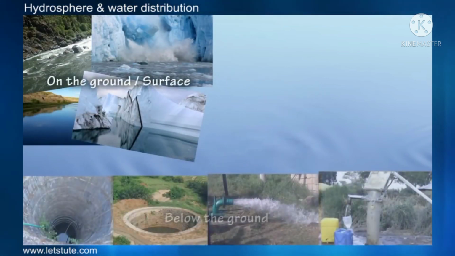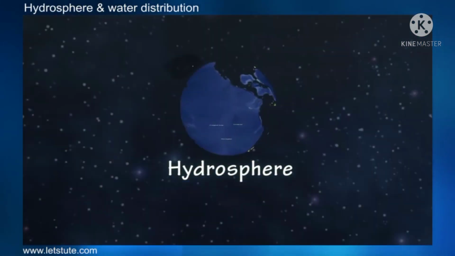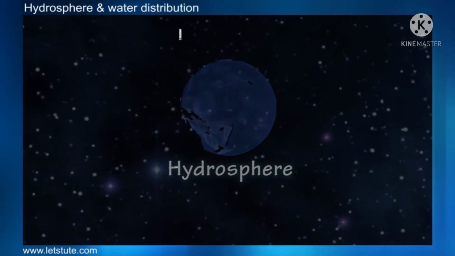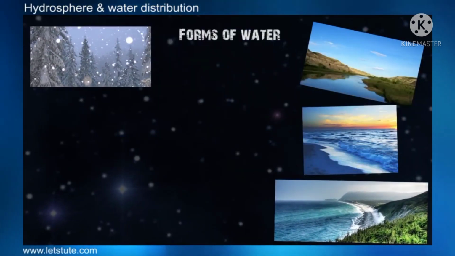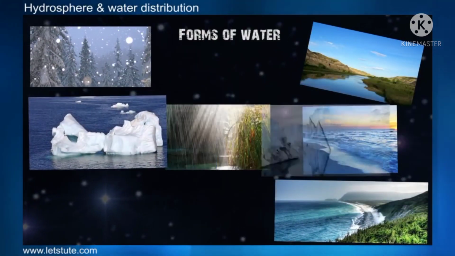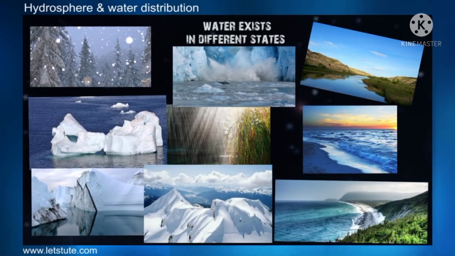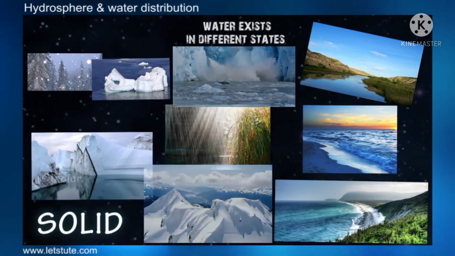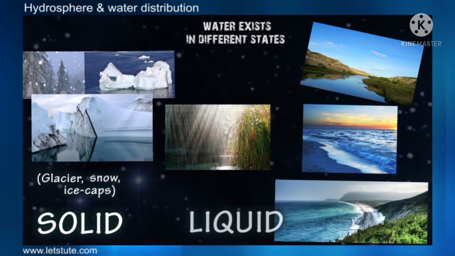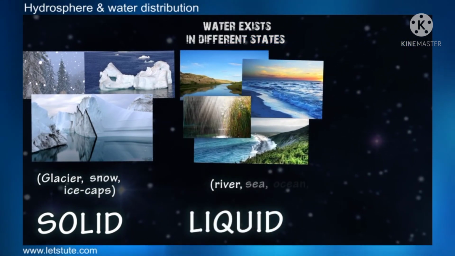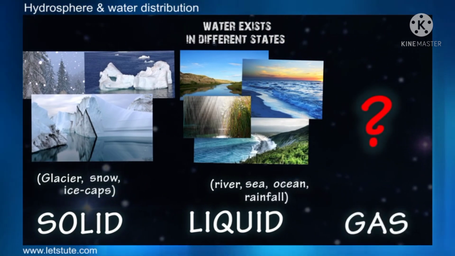We all know all the water on the surface, below the ground, and surrounding the Earth comes under hydrosphere. We can also see water in different forms, like in rivers, seas, oceans, snow, rain, glaciers, and ice caps. Here, if you observe, water is present in solid form, in glaciers, snow, and ice caps. It also exists in liquid form in rivers, seas, oceans, and rainfall.